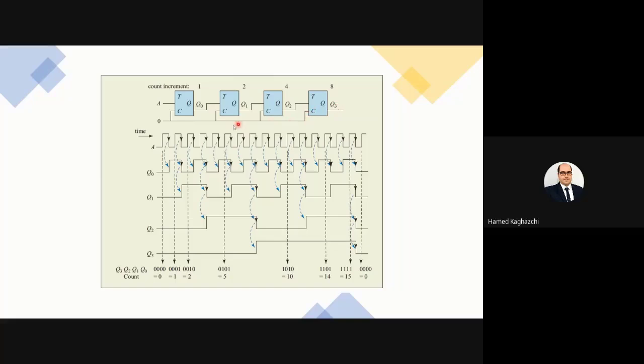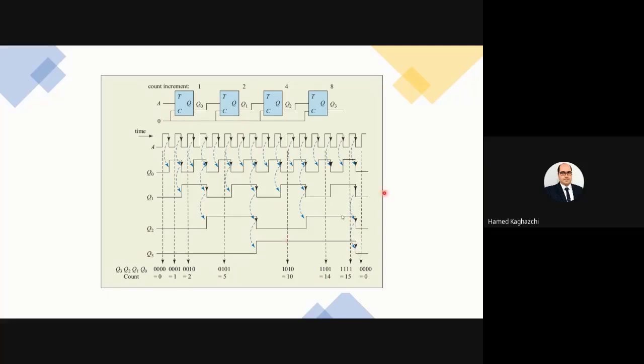And I set the clear signal of all of the flip-flops to 0, because my flip-flop works when the clear signal is set to 0. If the clear signal is set to 1, I will always have 0 at the output. For this reason, I don't want to set it to 1. I set it to 0.